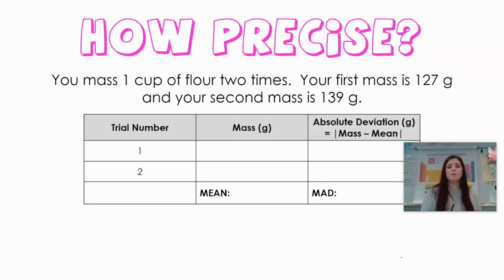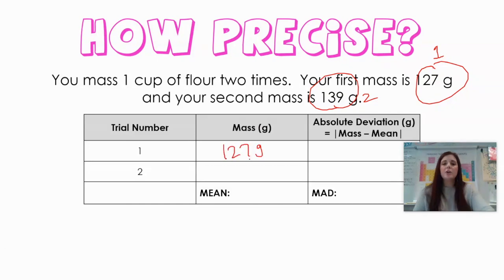What I'm going to do for you, like I said, is set up a chart that looks like this. So I will give you exactly however many spots you need in order to figure this out. Notice that I give you 2 trial numbers, and that's because I have 2 values here. This is going to be my first trial, and this value is going to be my second trial. So I'm just going to take these numbers and write them in the chart here: 127 grams and 139 grams.